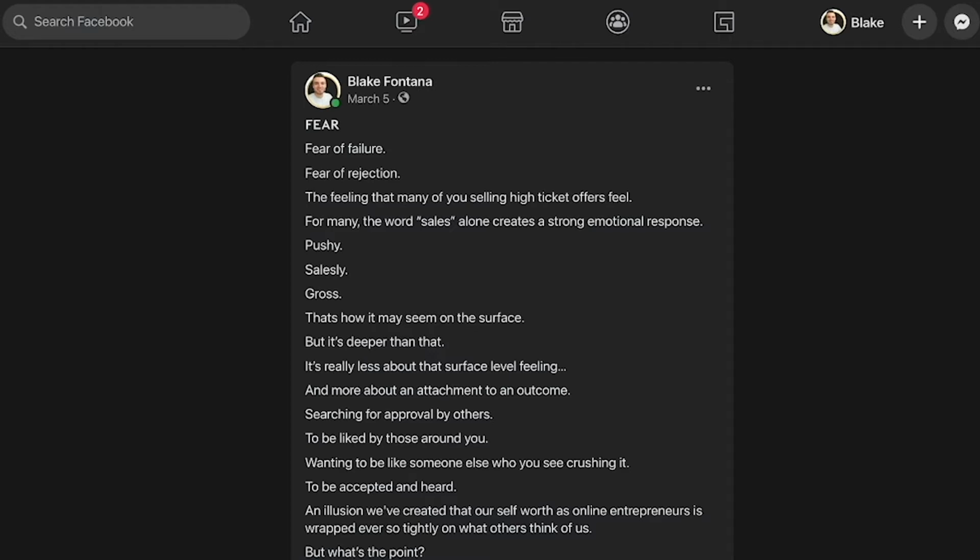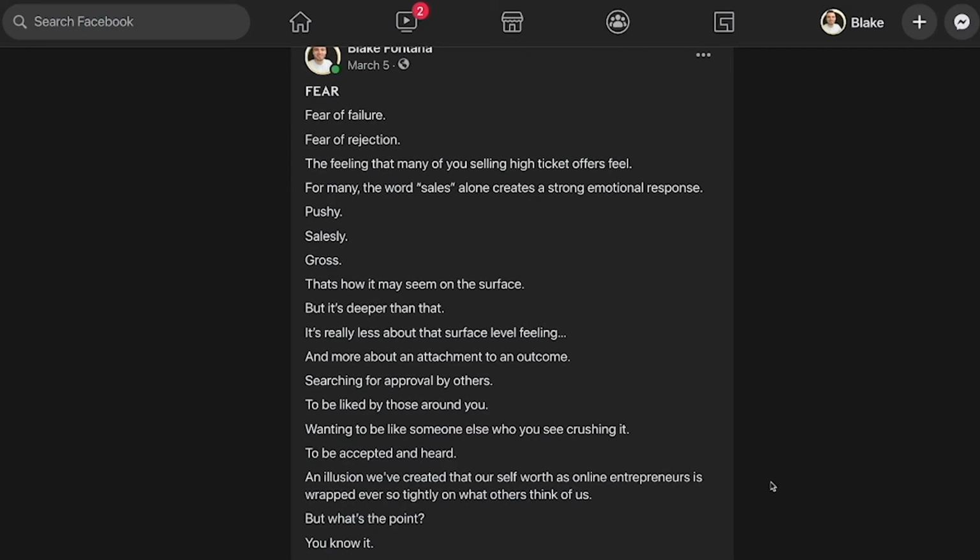Looking at this post on my Facebook profile, notice how in the beginning I'm starting out with the headline of fear of failure, fear of rejection, the feeling that many of you selling high ticket offers feel. For many, the word sales alone creates a strong emotional response. Pushy, salesy, gross. That's how it may seem on the surface, but it's deeper than that. It's really less about that surface level feeling and more about an attachment to an outcome, searching for approval by others, to be liked by those around you, wanting to be liked by someone else who you see crushing it online, to be accepted and to be heard.